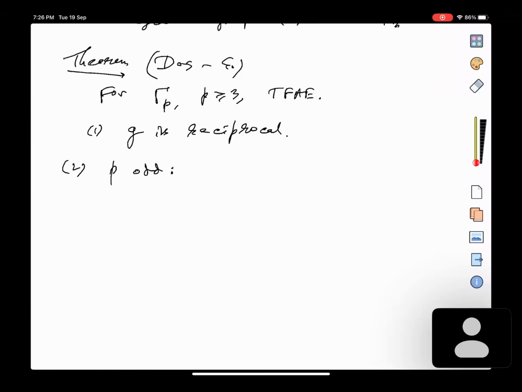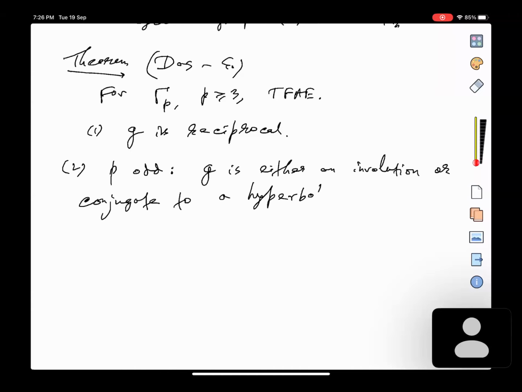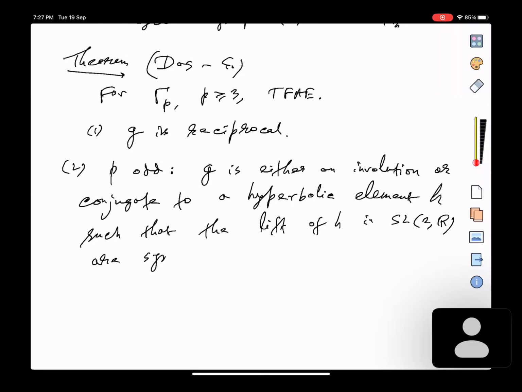Then there are two cases. First, P odd: E is either an involution or conjugate to a hyperbolic element H such that the lifts of H in SL2R are symmetric matrices. So here we don't need the fixed point ratio.